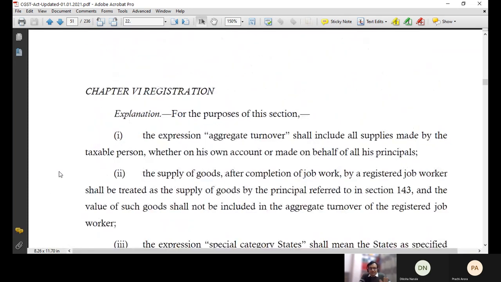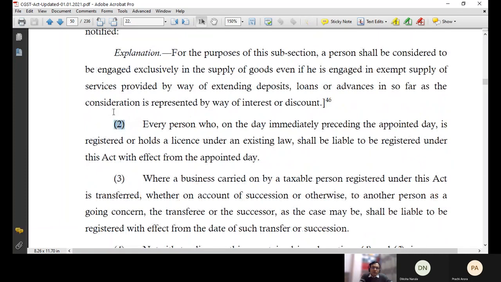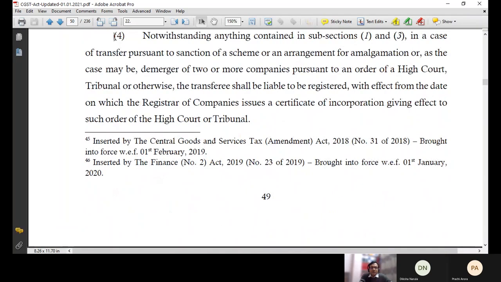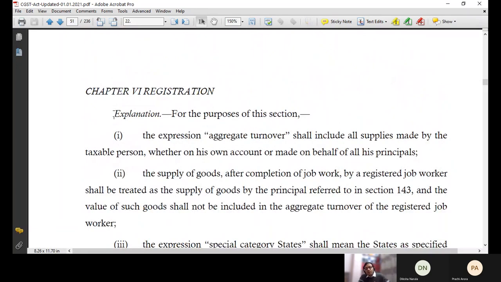Now, I'm skipping some subsections. I'm coming to the explanation of section 22, subsection 1. For the purpose of this section, so I'm discussing section 22. This explanation is not for section 22 subsection 1 only. It is for section 22. I have skipped, for the time being, section 22 subsection 2, subsection 3, and subsection 4. Now this explanation is for the entire section 22. Whichever subsection, it doesn't matter, it is applicable. Now what does it say? It simply gives you some explanation that aggregate turnover includes what?